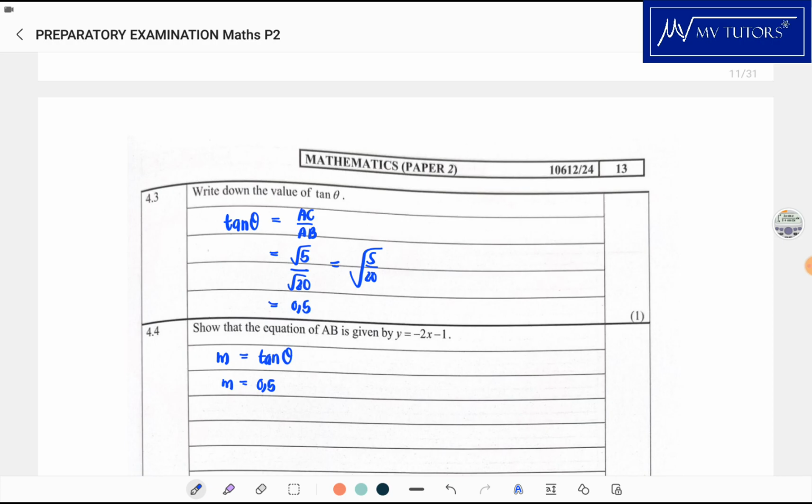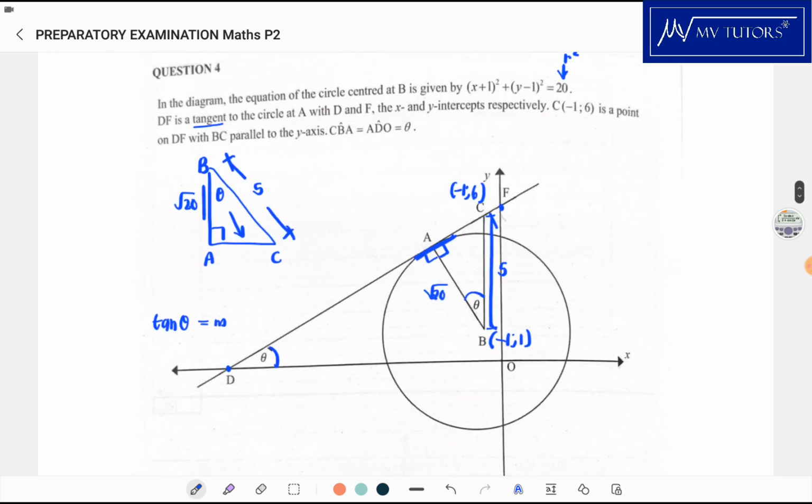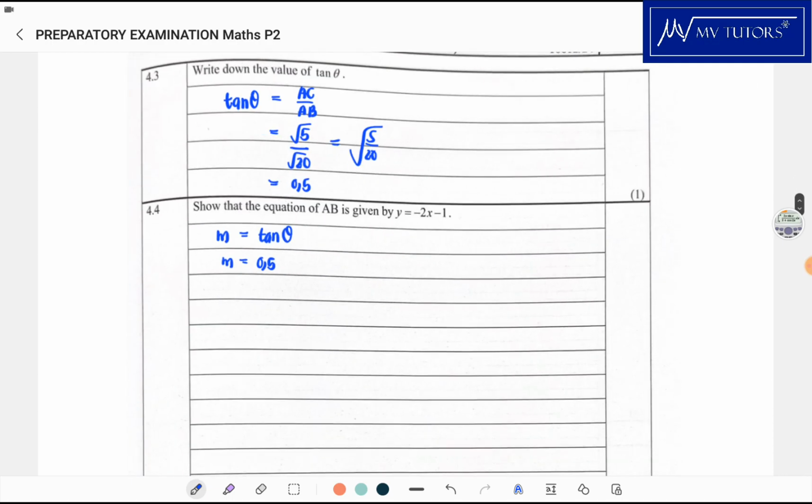But what gradient is that for? Yes, I can use it here. I just know that this gradient is equal to tan theta, which is 0,5. So we have the gradient for DC or DF. Now I can get the gradient of AB. So this is the gradient of DF or DC, it doesn't matter.